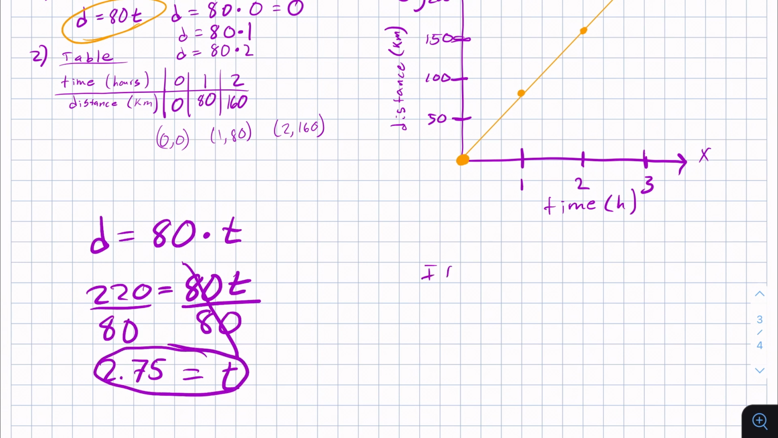So it takes 2.75 hours for the car to travel 220 kilometers. There you go.